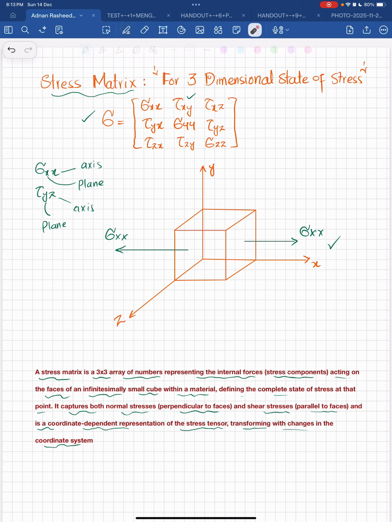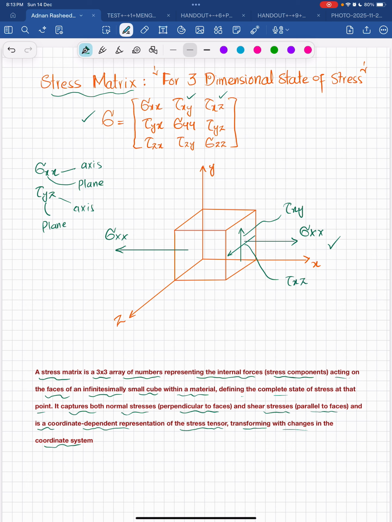Now the second is tau of xy. You can see that this plane is again the x plane, and the shear force, which is parallel, will be in the direction of y. So it will be like this. The shear stress will be this, tau of xy. Similarly, on this x plane we have another, which is tau of xz. So this is the x plane, and we will have x plane in the direction of z. So this shear force will be like this on this face. This is tau of x in the direction of z.